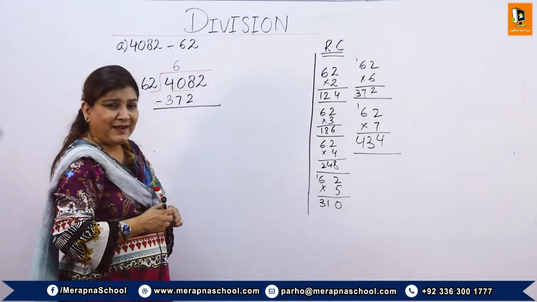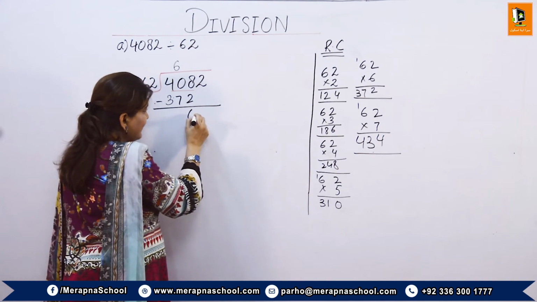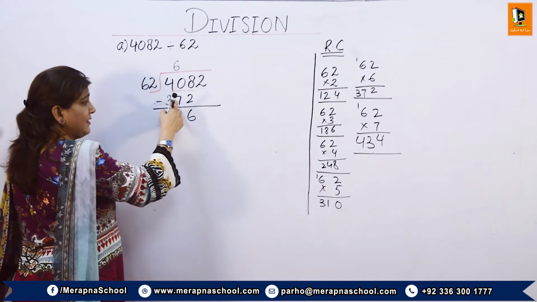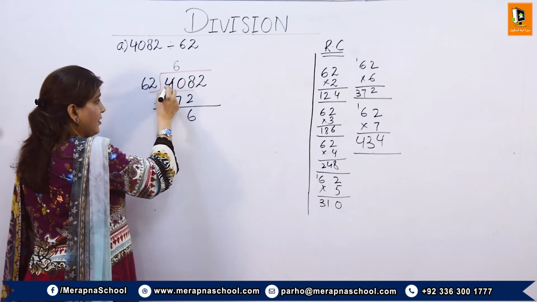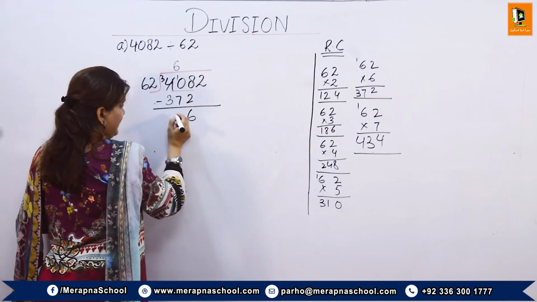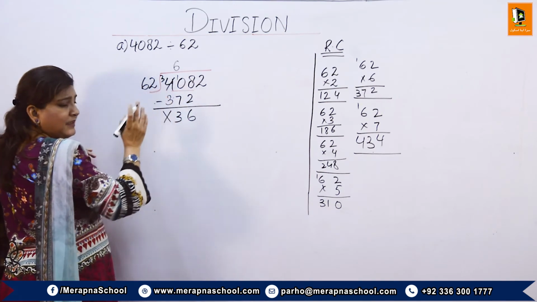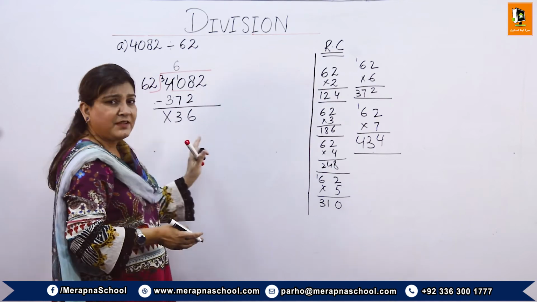Now we do minus. 8 minus 2 is 6. We cannot subtract 7 from 0, so we borrow. 10 minus 7, 3. 3 minus 3 is 0. I put a cross here. Now we have 36.